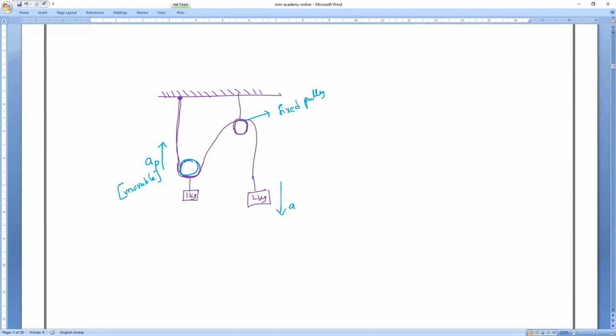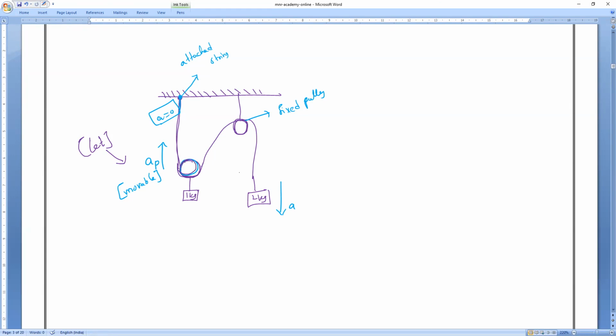Now, as we know, the string is attached here. All of you observe very carefully. The string is attached here, and the string is not moving. If it is an attached string, what is the acceleration of the string? No motion, so the acceleration is zero. Let AP, the mobile pulley acceleration, be in the upward direction.